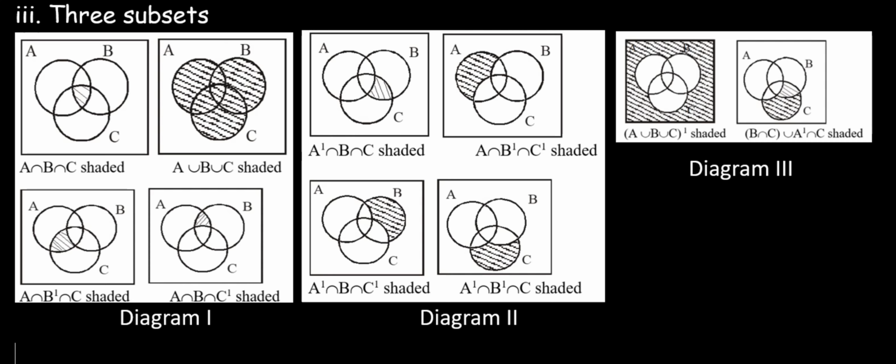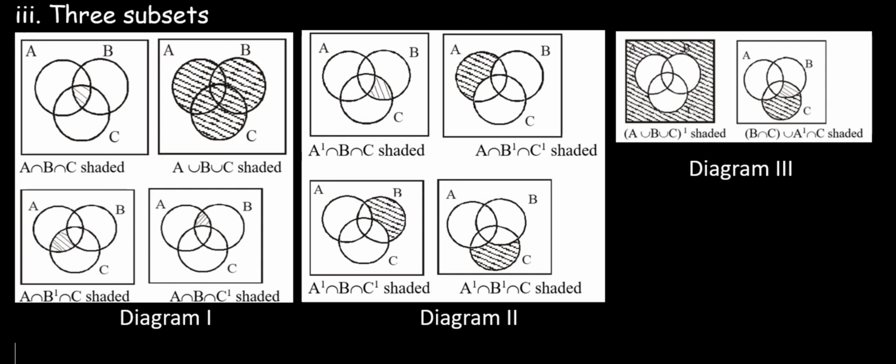Next, we have diagram 2, where the first diagram at the top is A prime intersection B intersection C, shaded. What we have there is that B intersection C is shaded, but anything that has to do with A is avoided in the shading because of the A prime.